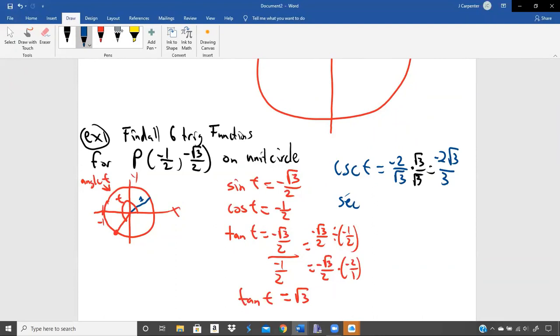Our secant of theta or t, whichever you prefer, just flip the cosine. Secant and cosine are flips of each other. So that's negative 2 over 1, which is just negative 2. Our cotangent of the variable, the angle, that's just flipping the tangent. Now that tangent was square root of 3 over 1. You don't write the over 1 part traditionally, but flipping that gives us 1 over square root of 3, which we have to rationalize the bottom. So square root of 3, that was an ugly 3. Looked like a B. And that'll give us square root of 3 over 3.